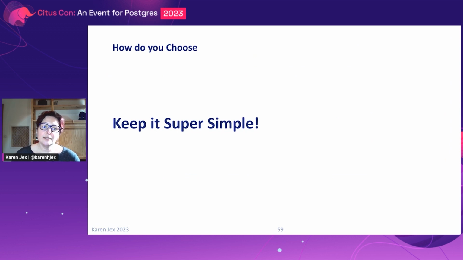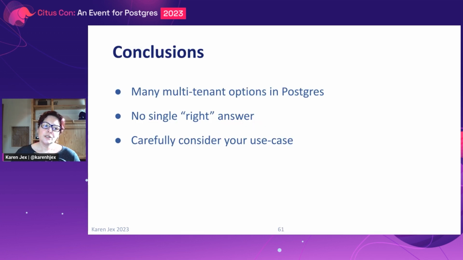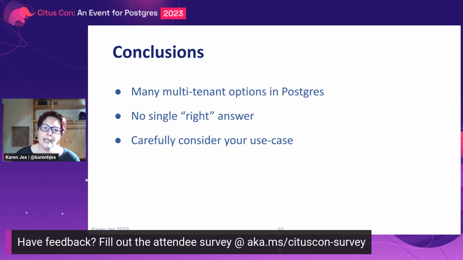And as with most things, the main thing to consider is to keep it simple. You want to choose the architecture that's as simple as possible whilst responding to your requirements. As we all know, additional complexity almost always introduces more problems than it solves. So as a conclusion, we've seen that there are many multi-tenant options in Postgres, and there's no one right answer. The right answer for you is going to very much depend on your particular requirements and your specific use case.